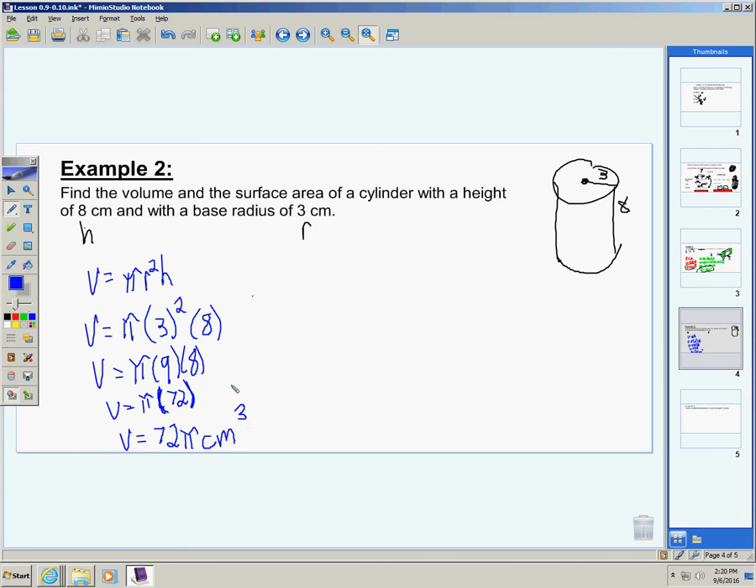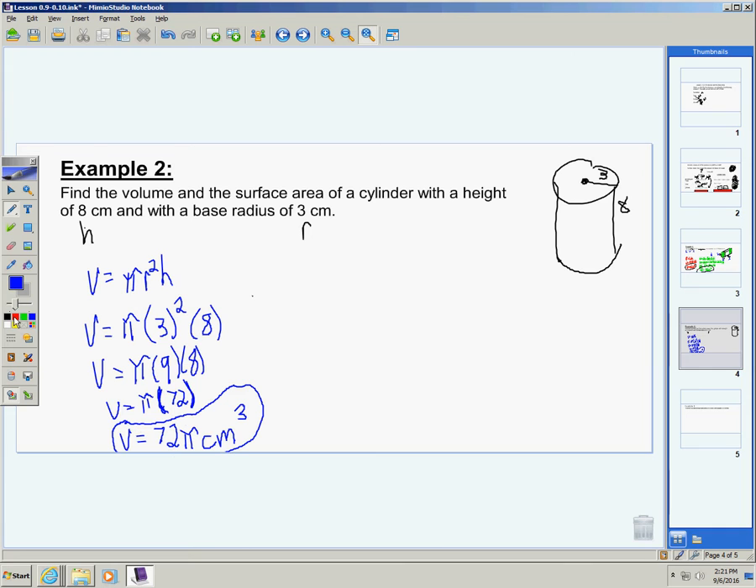Now, if you want to actually type into your calculator 72 times pi and get a decimal, that's fine. If you do that, round it to the nearest tenth. But I'm entirely fine with this just being left as 72 pi centimeters cubed. This answer is actually more exact.